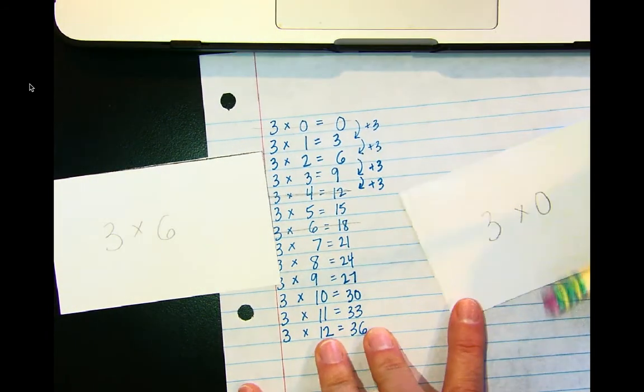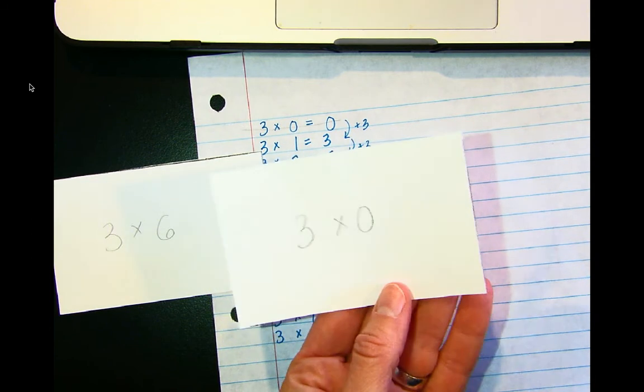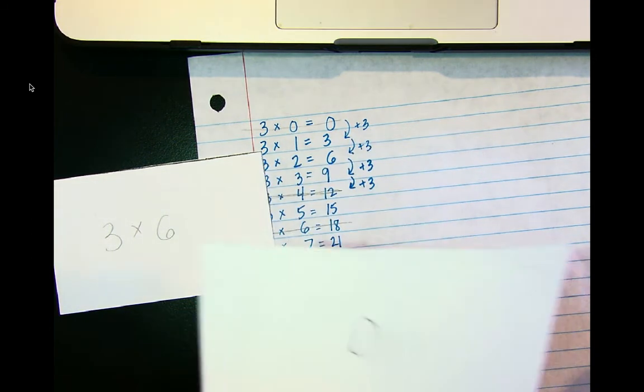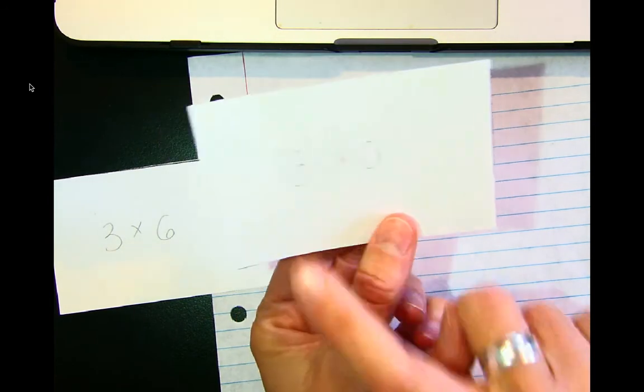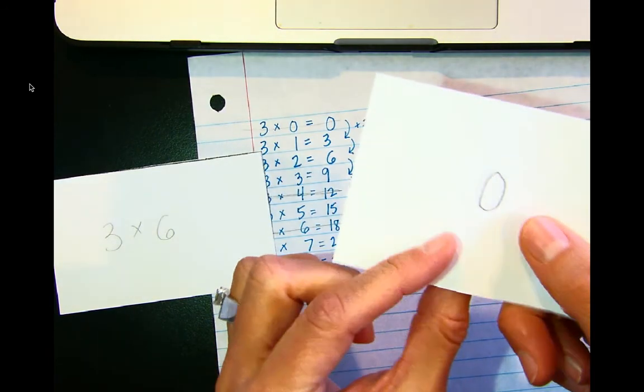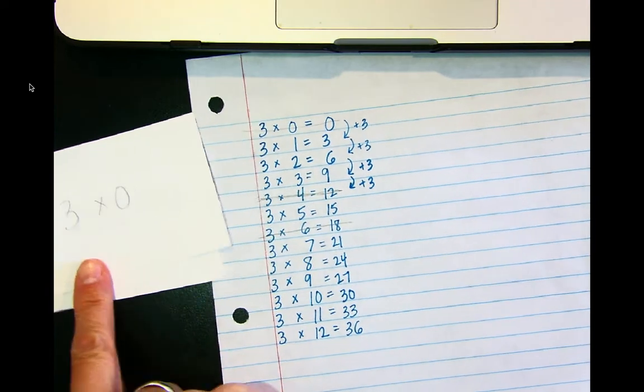I've made this one. And when I look at this one later and I quiz myself, 3 times 0. Oh, 3 times 0 is 3. Oops, it's not 3. It's 0. That's right. So 3 times 0 is 0. Now, because I kind of missed that one, I'm going to put it in my pile to practice more.